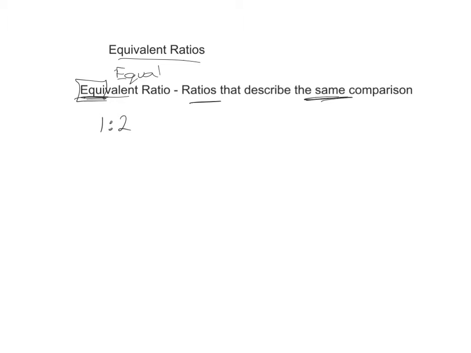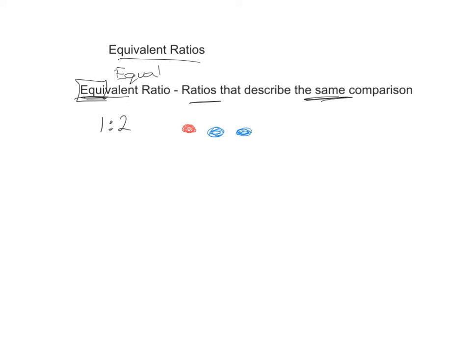So in our first ratio here, we have 1 to 2. I'm going to just draw this. For every red one, we have 2 blue ones. What we want to do is come up with some more ratios that mean the same amount, that have the same comparison. So 1 red to every 2 blue.